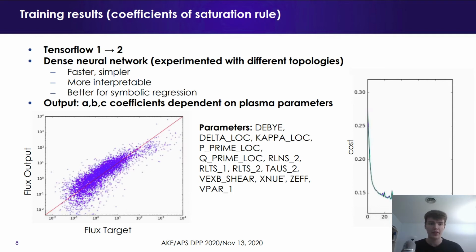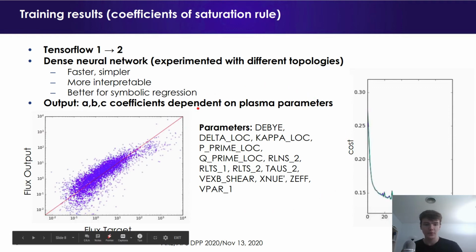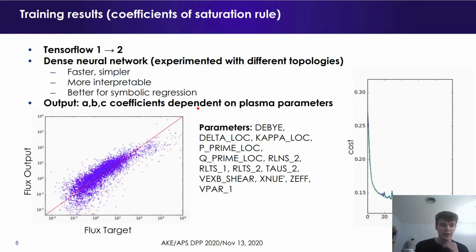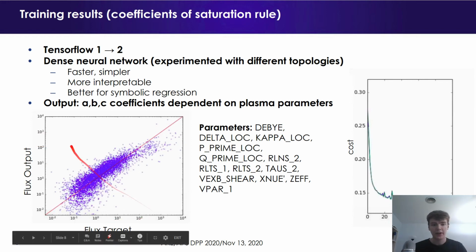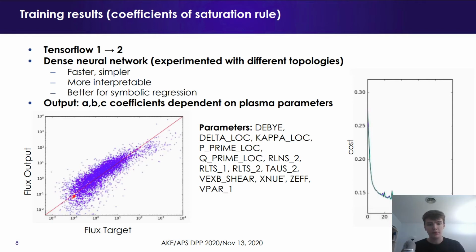So the output of this neural network is going to be the A, B, and C coefficients based on the plasma parameters. And the parameters that we decided with are listed right here. Also, at the end of training, we plotted a test flux output to the flux target. So this is on a log plot, and ideally the two would be perfectly correlated with each other right on this line, but you can see they do get pretty close.